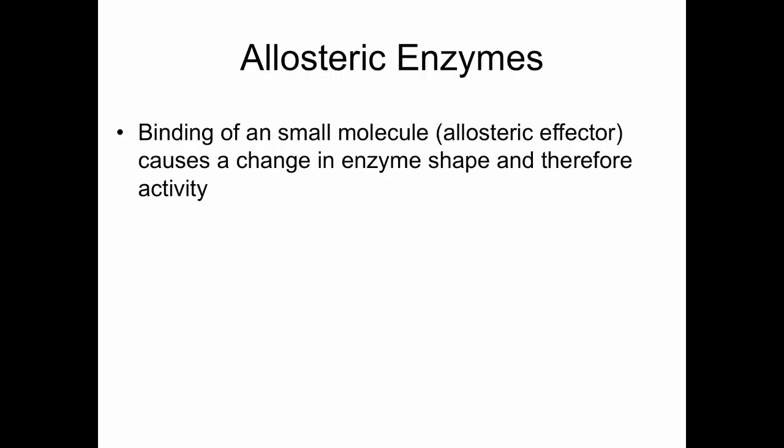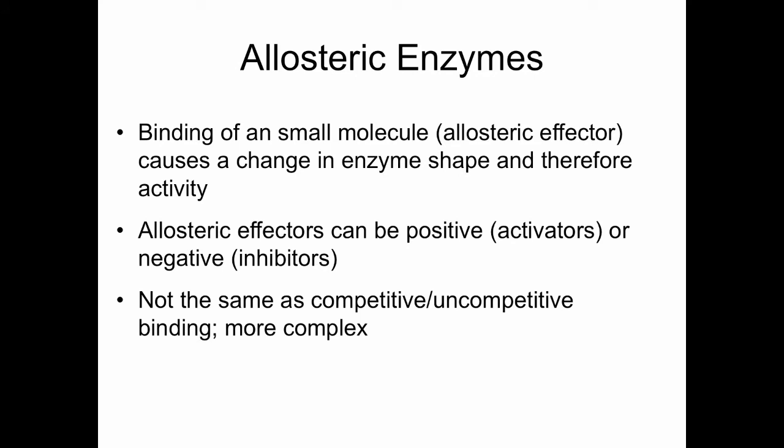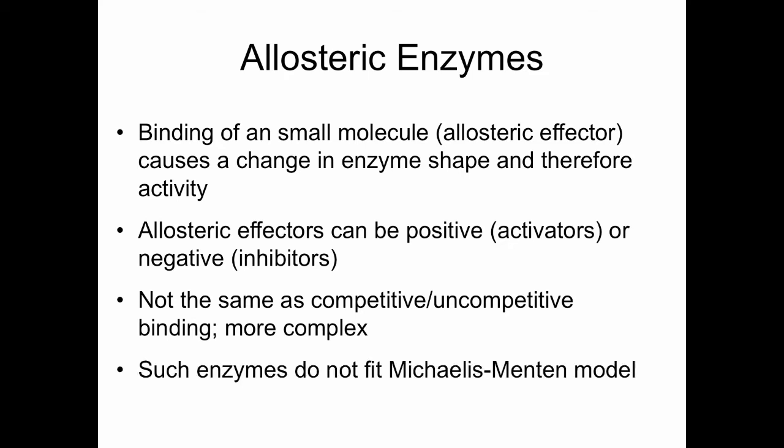Allosteric enzymes can be regulated by allosteric effectors. So binding of a small molecule or an allosteric effector causes a change in the enzyme shape and therefore its enzyme activity. Allosteric effectors can be positive effectors, so they're going to act as activators, or negative effectors, so they're going to act as inhibitors. This is not the same as competitive or uncompetitive binding. It's much more complex than that because these enzymes do not fit the Michaelis-Menten model of enzyme behavior.